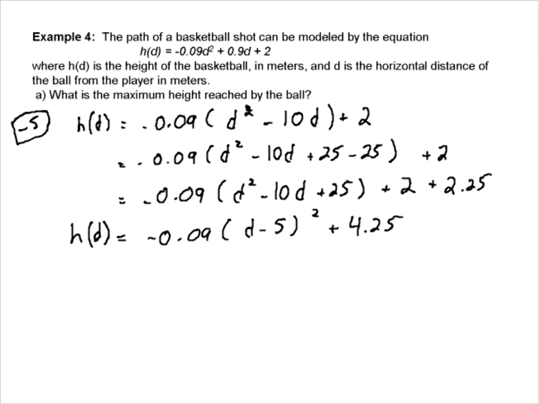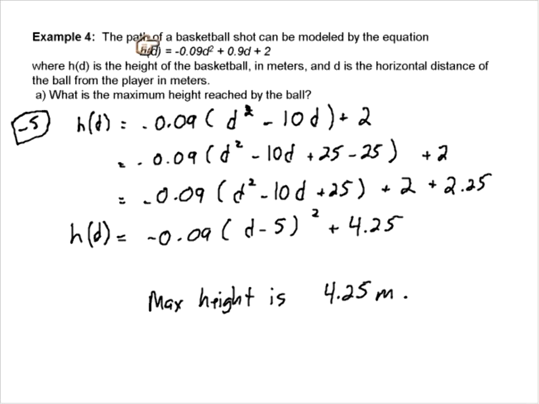Now, what's the maximum height of the ball? Well, this is even easier now. Once it's in this form, we're trying to figure out what the maximum h, the height, is. The maximum height is right over here. Once we've done all the work, we can figure it out right from the equation. We need to be able to interpret it from the equation, but all the work's done. So we can just look at this equation and say that the maximum height is 4.25 meters. Now, we also have to make that make sense.